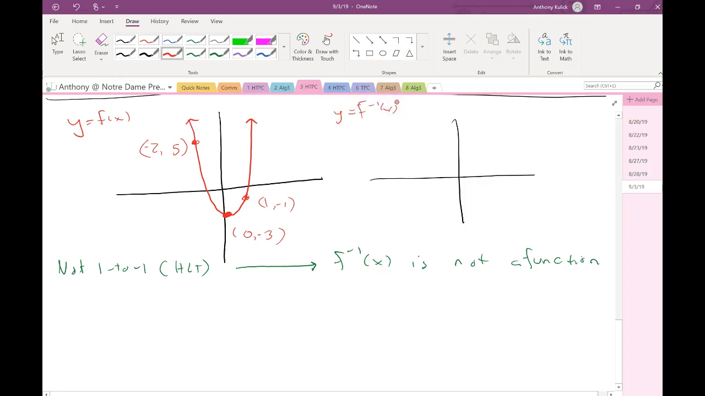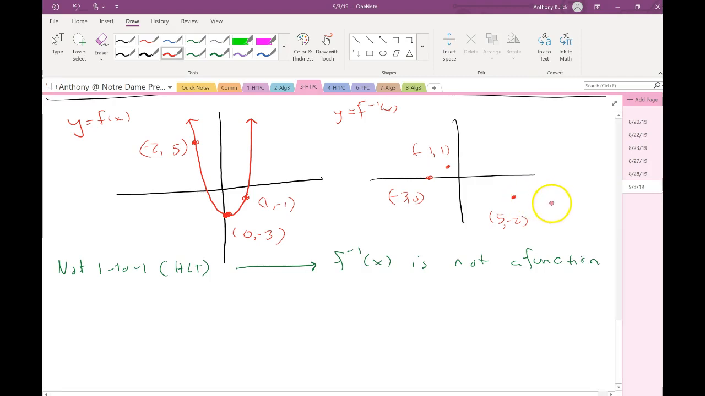So, starting from the left to the right, negative 2, 5 becomes 5, negative 2. Zero, negative 3 becomes negative 3, 0. And then 1, negative 1 becomes negative 1, 1. Everybody's okay there?